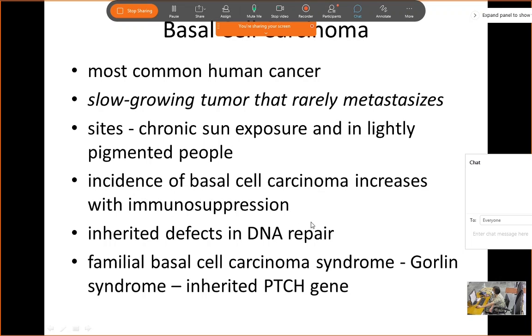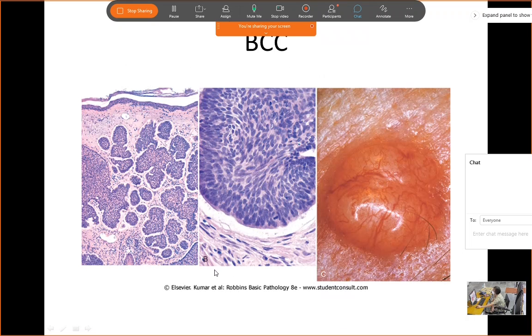It increases with immunosuppression. Again, there's an inherited defect in DNA repair, and there can be association with syndromes like Gorlin syndrome. This is a picture of basal cell carcinoma. This is how it looks.